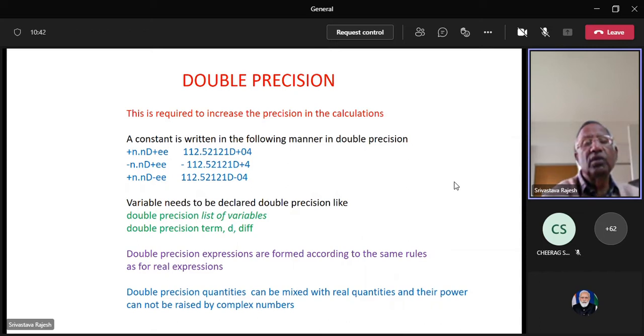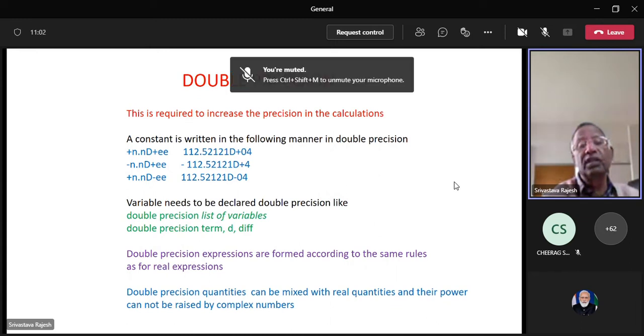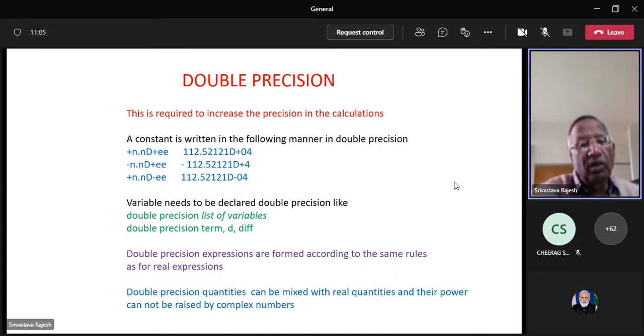But you might be thinking, what is the harm in doing it? But you see, it will take just double memory. If you can store a single precision quantity, if it takes one memory, then it takes the double memory. So the double memory reserves once you say that it is a double precision quantity. Now how do we use it?